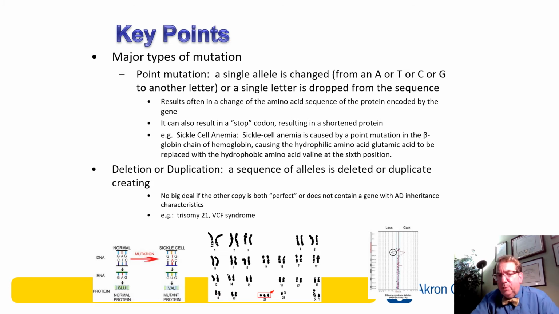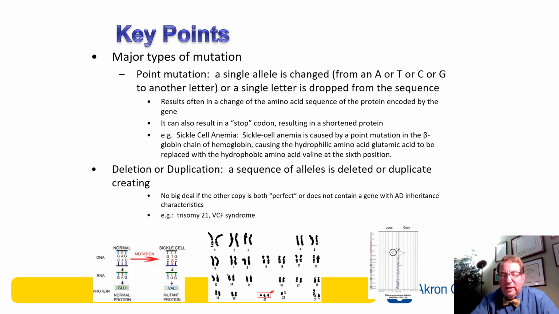So we talked about these points a bit ago, but I'm going to go over them again to drive home the 2 major types of mutations that are important for most genetic disorders. The 2 major types of mutation are either a point mutation or a copy number variant that results in a deletion or duplication of genetic material. So a point mutation is when the A or the T or the C or the G is changed to another letter. Another type of point mutation is when a single letter is dropped from the sequence.